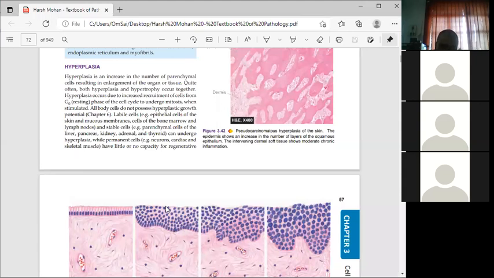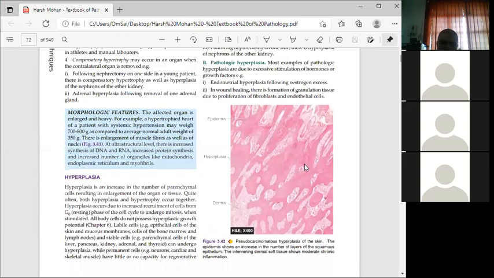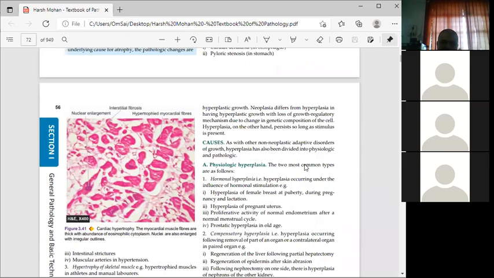All the body cells do not possess hyperplastic growth potential. Labile cells, epithelial cells of the skin and mucous membrane, cells of the bone marrow and lymph nodes, and stable cells, for example parenchymal cells of the liver, pancreas, kidney, adrenal, and thyroid, can undergo hyperplasia, while permanent cells, neurons, cardiac and skeletal muscles have little or no capacity for regenerative, that is hyperplastic, growth.